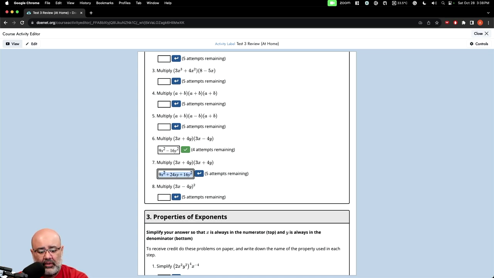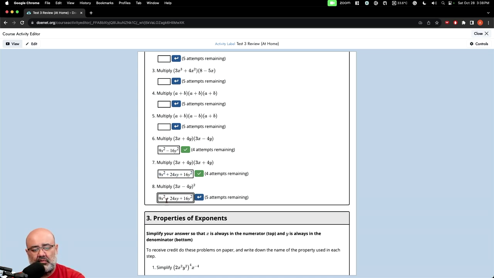I'm going to copy this. Hopefully you'll see why. Because the very next question is the square of a difference. And it's the same exact terms. It's 3x, but instead of a plus, there's a minus here. So the answer has to be the same exact one as the one above, but with a minus in the middle.